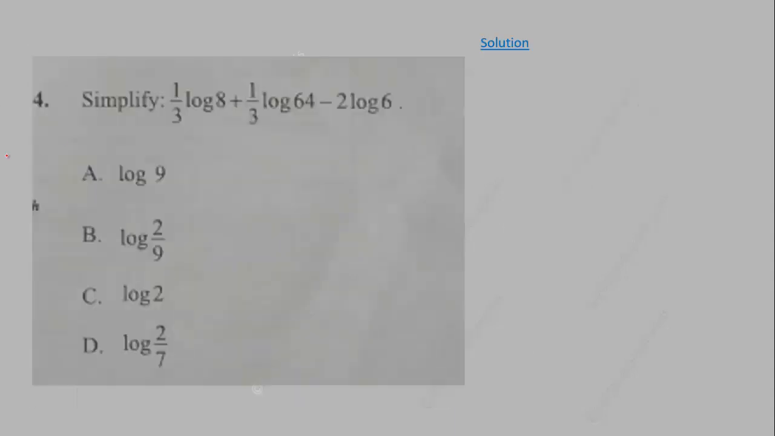The fourth question. We have to simplify the logarithm 1 over 3 log 8 plus 1 over 3 log 64 minus 2 log 6. So we apply the laws of logarithm.